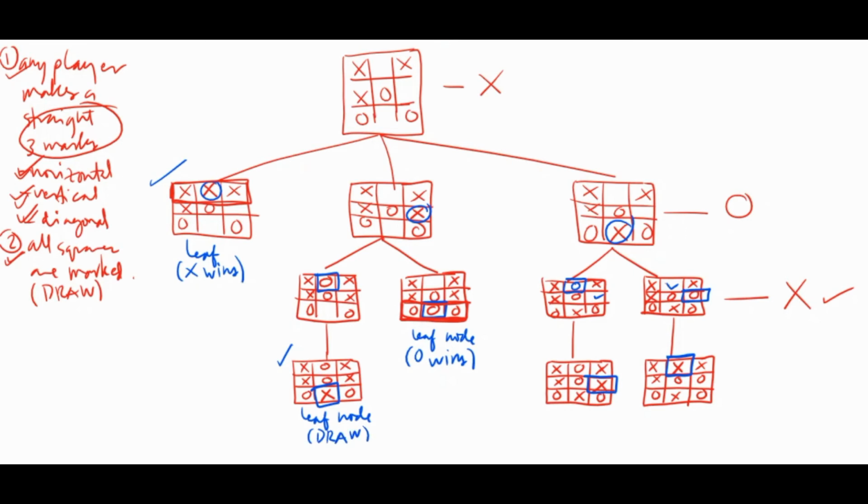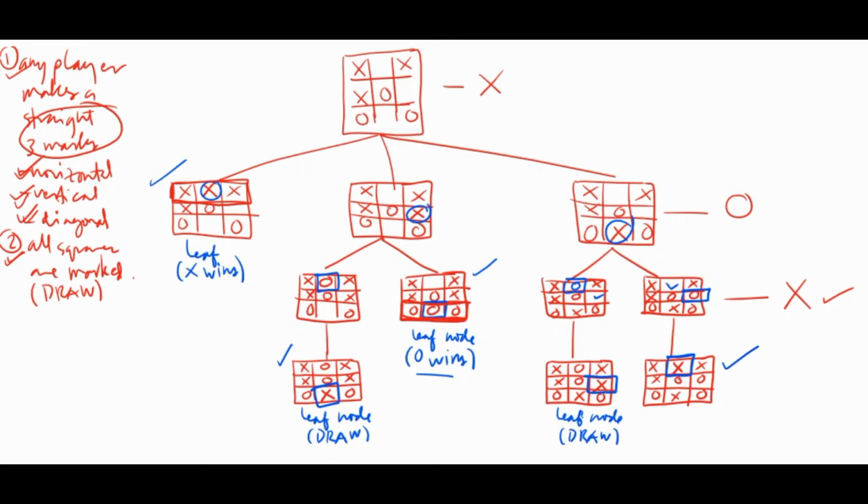And how about this one? This is a leaf node. So in here, O wins. How about this one? This is a leaf node since all the squares are already marked. But since there is no player that makes 3 straight marks, then this is a draw. The outcome of the game is a draw.